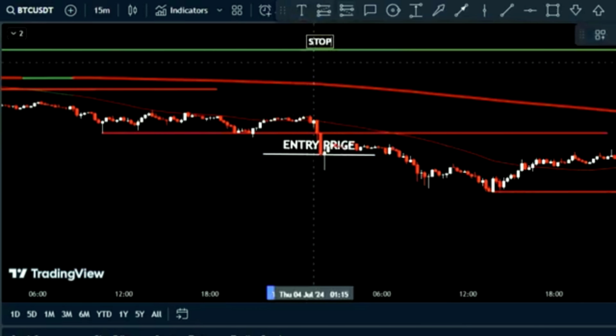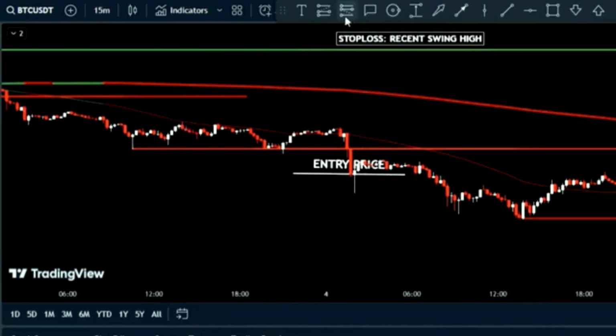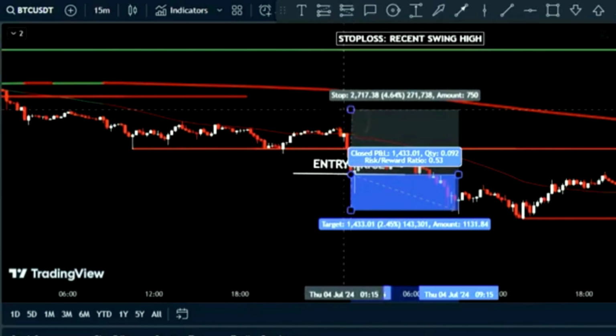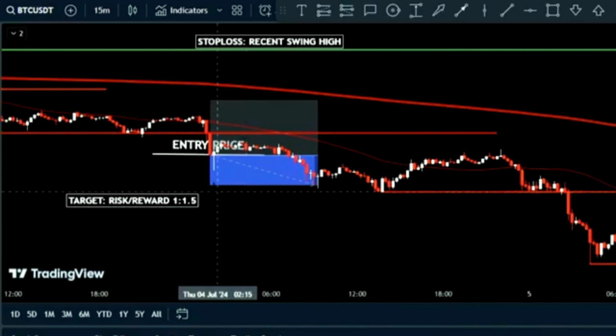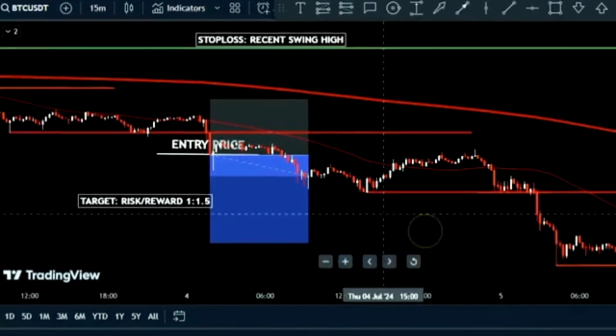And to manage risk, set a stop loss at the most recent swing high, providing a logical exit point if the market moves against the trade. Finally, determine a profit target using a risk-reward ratio of 1 to 1.5, ensuring that the potential gains outweigh the potential losses.